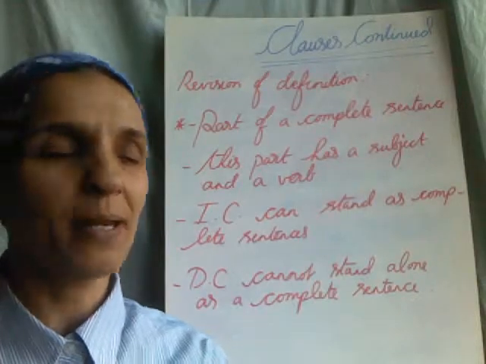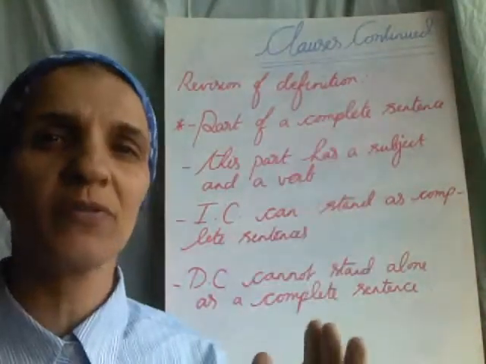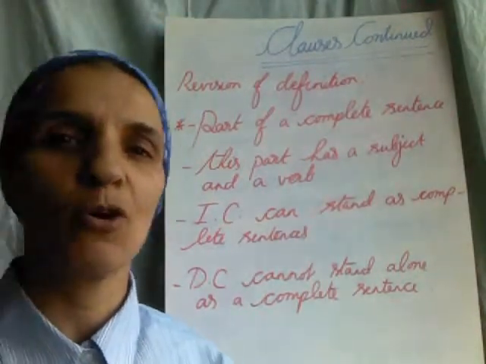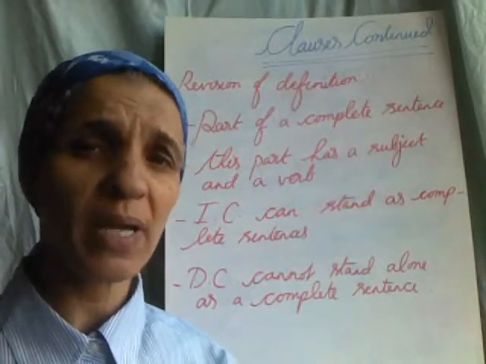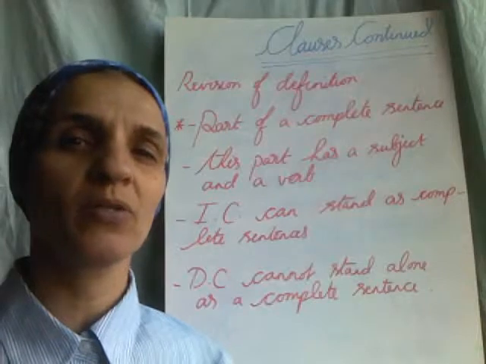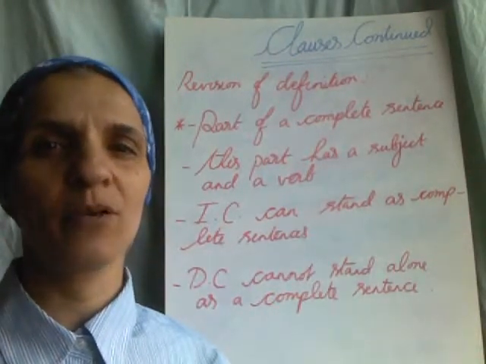Now I'll remind you again, the independent clause part of the sentence is a part that, if you wrote it on its own, would make sense as a complete sentence. And the dependent clause part of the sentence, if you wrote it on its own, wouldn't make any sense as a complete sentence.